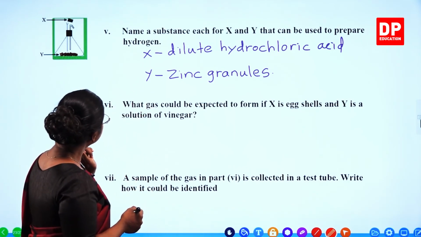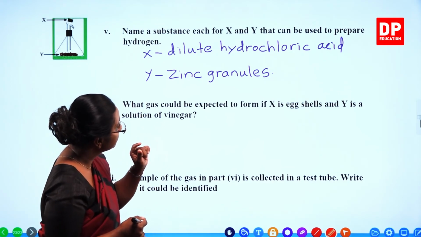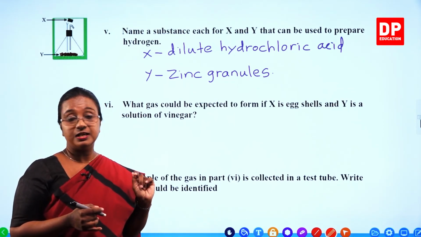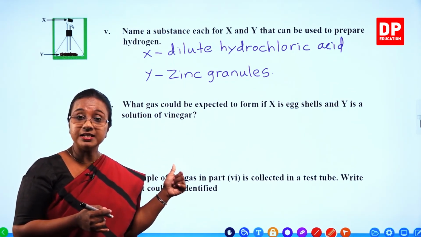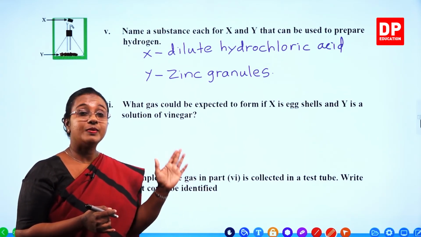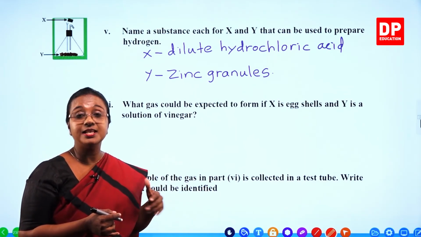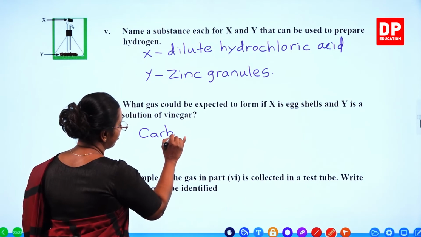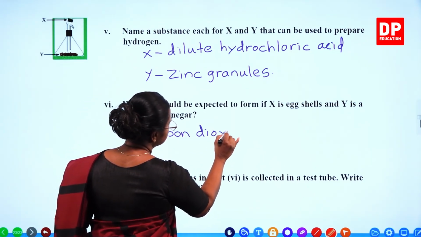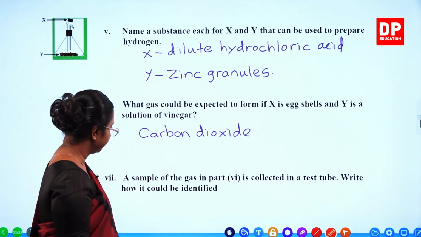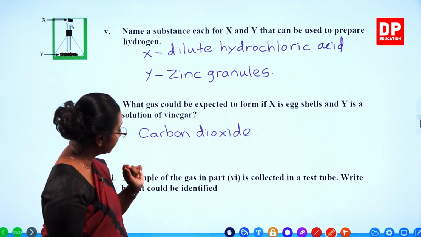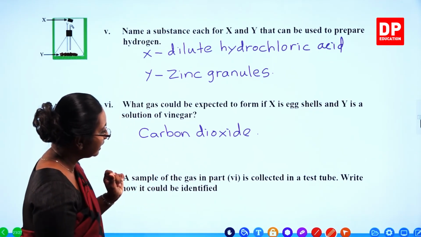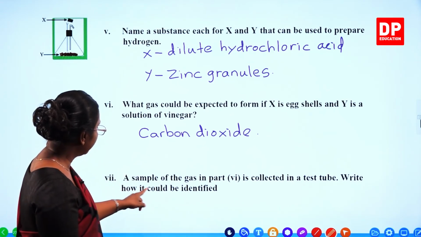So zinc or magnesium with dilute hydrochloric acid or dilute sulfuric acid can be used for this reaction. Then the sixth one, what gas could be expected to form if X is eggshells and Y is a solution of vinegar? So eggshells is calcium carbonate, vinegar is acetic acid. So when calcium carbonate reacts with acetic acid, what is the gas produced? Carbon dioxide. So here it will be carbon dioxide. And the last one, a sample of the gas in part 6 is collected in a test tube. Write how it could be identified.